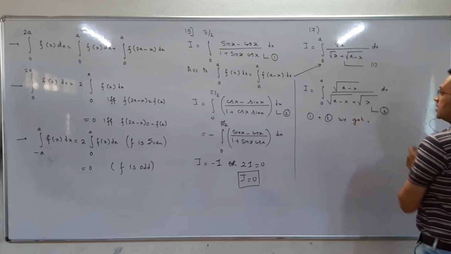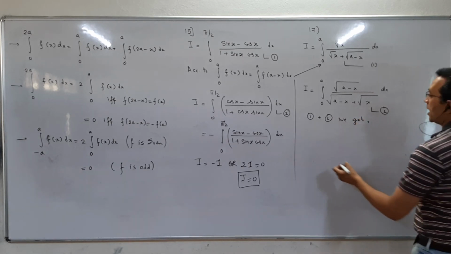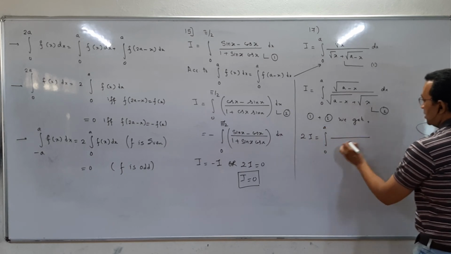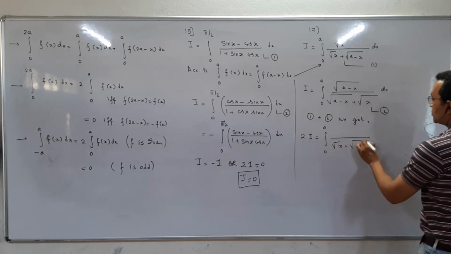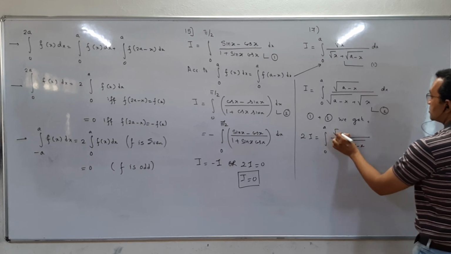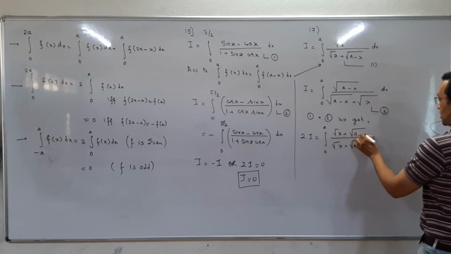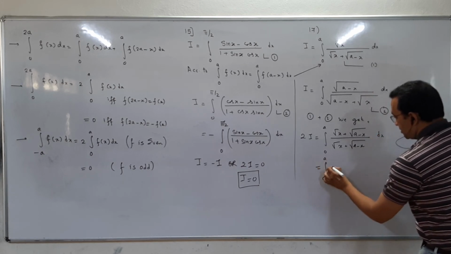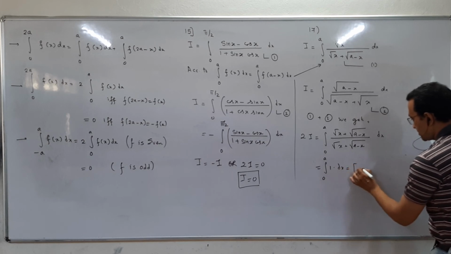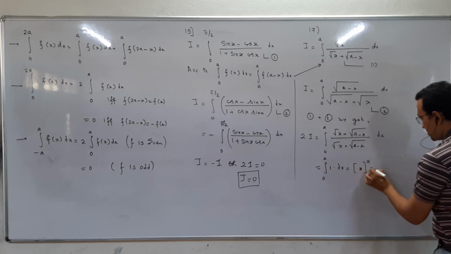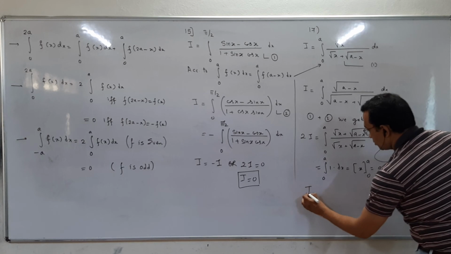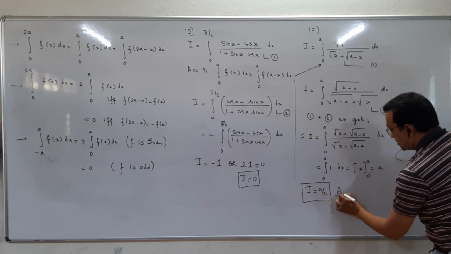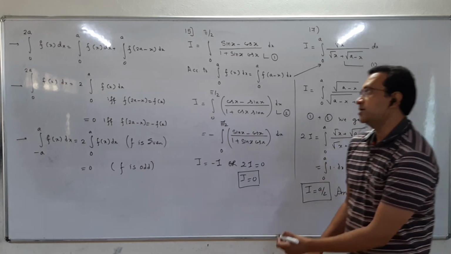So adding results 1 and 2, I plus I is twice I, integration 0 to a. Denominator remains same, so let us add the numerators, root x plus root a minus x dx. So this gets cancelled. Integration 0 to a of 1 dx is x. Limits from 0 to a, so this is a. Twice I is equal to a. So the answer is a by 2. This is, students, our final answer.